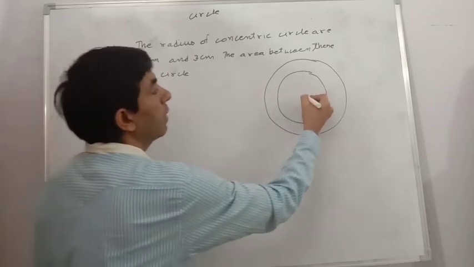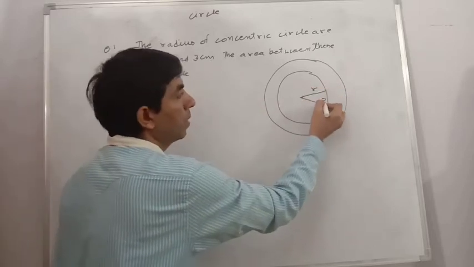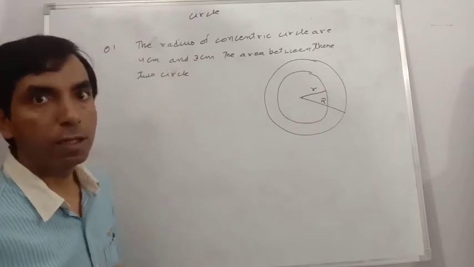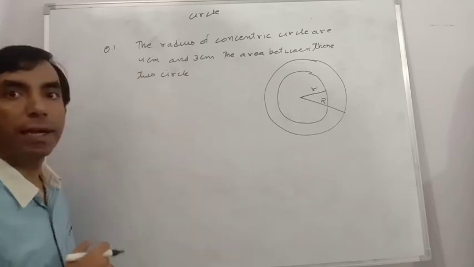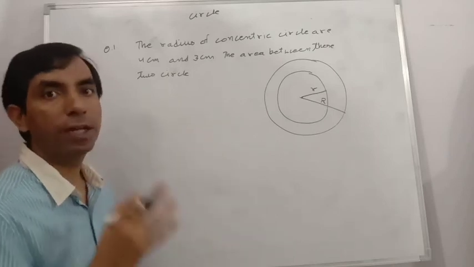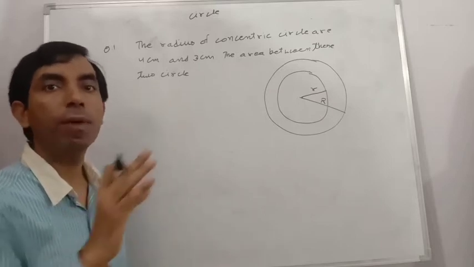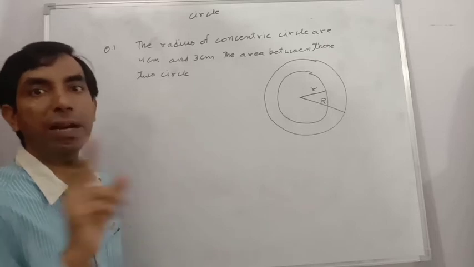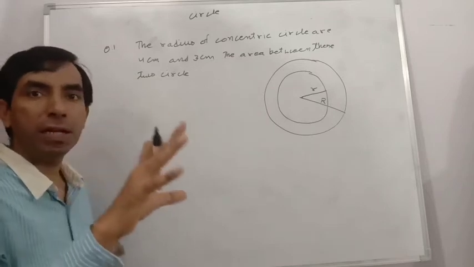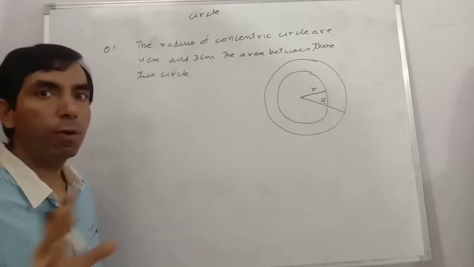So here the small circle radius is small r and the big circle radius is capital R. Here if we find the area between these two circles, then we have to solve the area. If you see, it looks like we remove a small circle from a big circle. If we remove anything from anything, then we subtract it. So removing means subtract. So here we subtract the small circle from the big circle, means small circle removed from big circle.